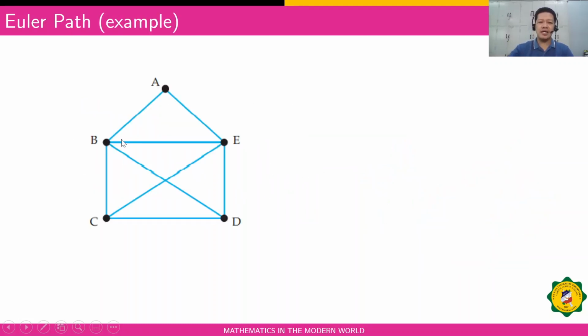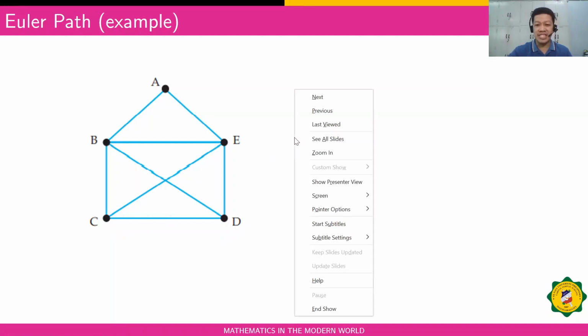Let's say we have this given graph. In this given graph, we're going to determine whether there is an Euler path or none. So we need to determine first which among the vertices has an odd degree. A has a degree of 2, C and D have a degree of 3. So you may start with C or with D.